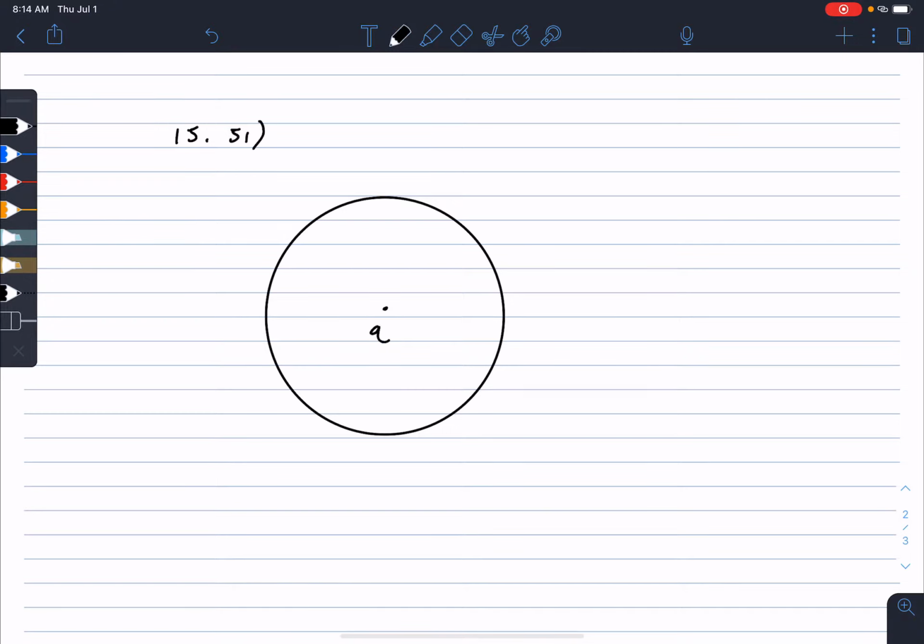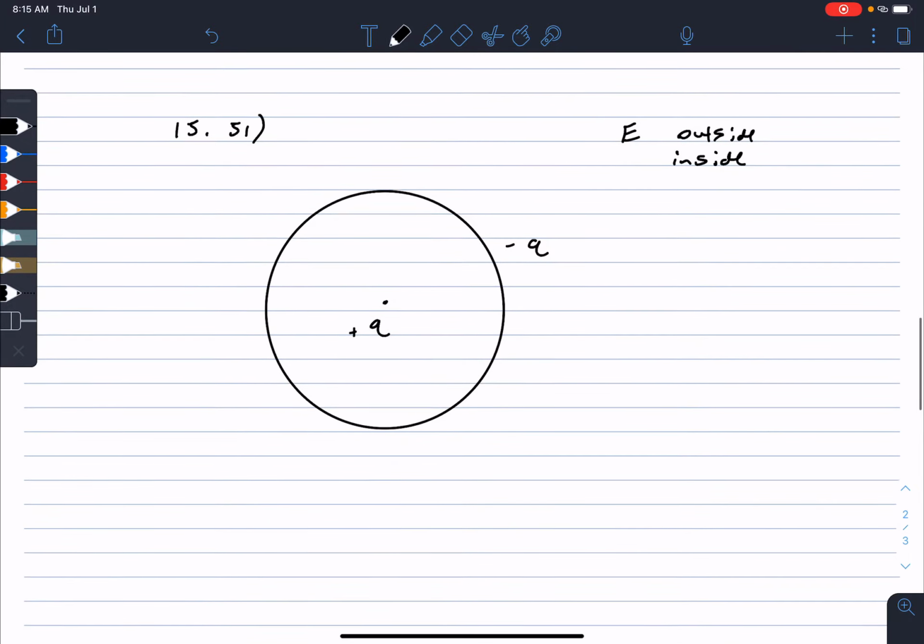Next is number 51, chapter 15, problem 51. We're given a spherical shell that's conducting, and we're given a charge inside that shell of positive Q. Outside the shell has a charge of negative Q. So this shell has negative Q, and then there's positive Q inside. We want to find the E field, the electric field, outside and inside the shell.